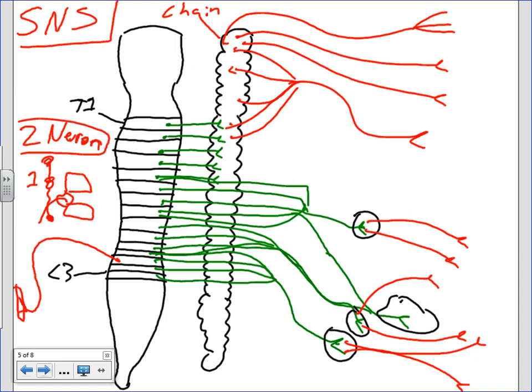And a little terminology review: remember the word ganglia or ganglion. It's a cluster of nerve cell bodies. So what we're saying here is that there are two neurons that are interacting with one another.